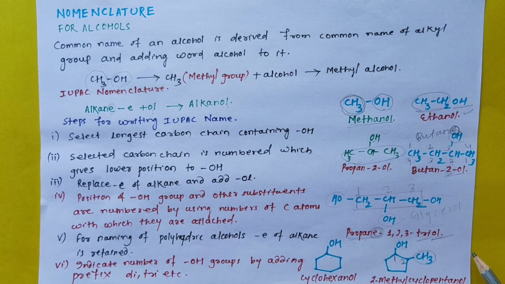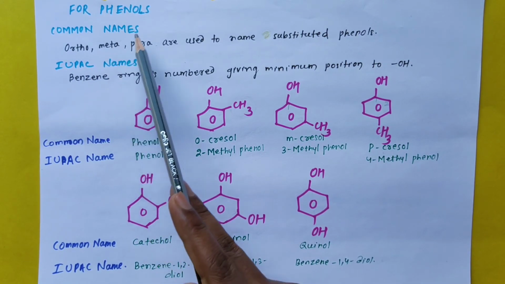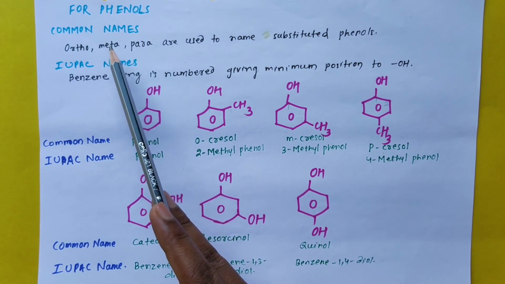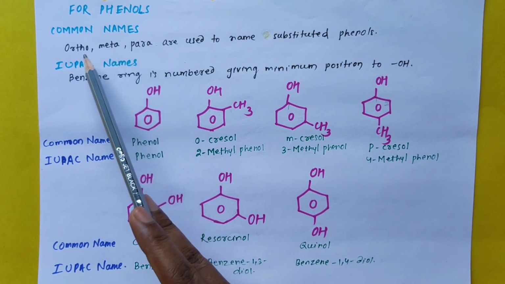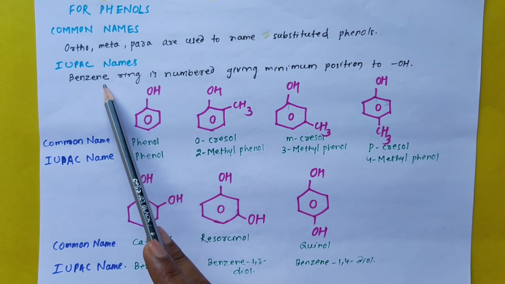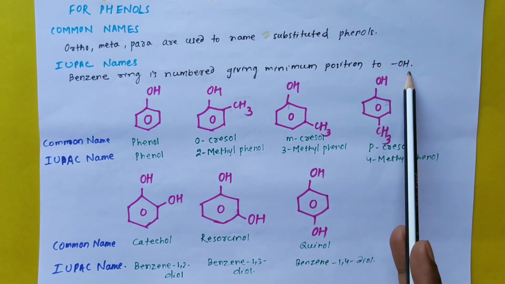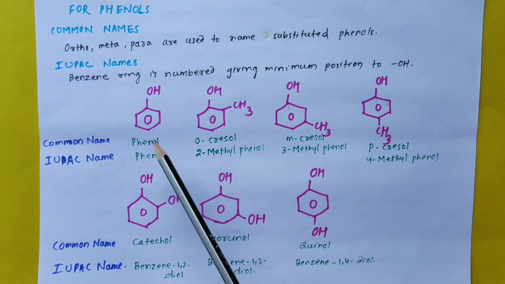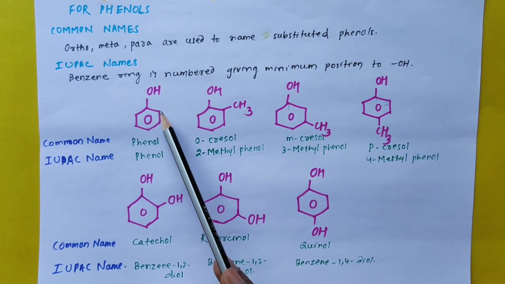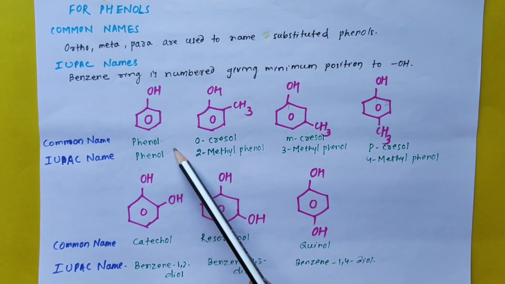cyclopentanol. Okay. Now let's discuss the common name and IUPAC names of phenol and its derivatives. So how will we assign the common names? The common names are assigned by giving ortho, meta and para positions like this, and the IUPAC name is given how? By giving minimum position to OH group. So let's discuss some examples. You can see here, this is the benzene ring and OH is present, that means it is phenol. No doubt about that. That's also internationally accepted. That is the common name. That is also IUPAC name.